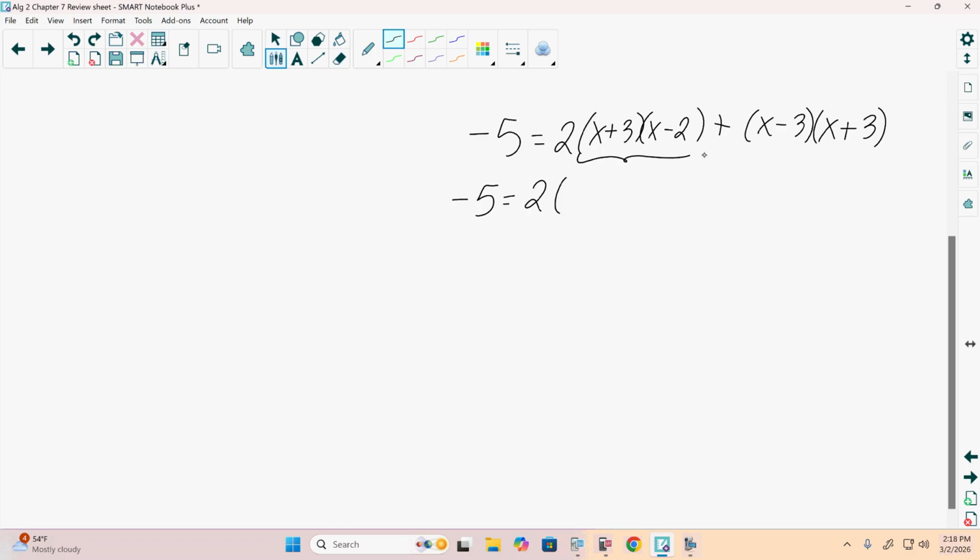Now we're going to distribute, multiply through here. So our x times x would give us x squared. X times -2 is -2x. 3 times x is going to be plus 3x. And 3 times -2 will be -6. Plus x times x is x squared. X times 3 is going to be 3x. -3 times x is going to be -3x. And -3 times 3 is -9.